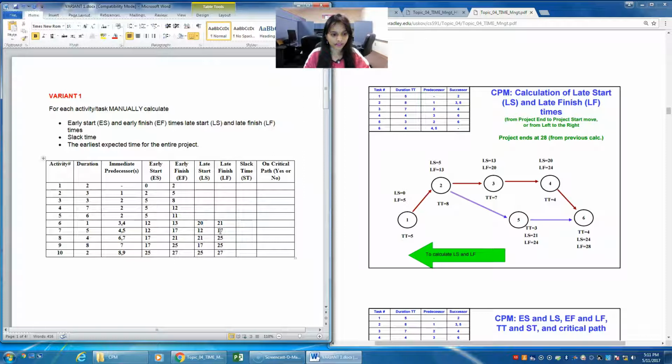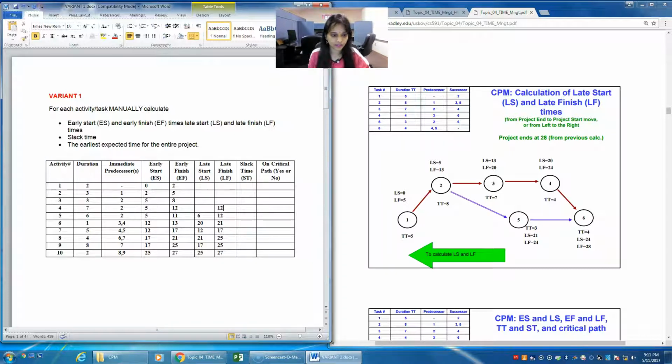And now for 5. And 5 acts as a predecessor for 7. And the late start value for 7 is 12. So you should enter 12 here. And then the difference will be 12 minus 6, it will be 6. And then we have for 4. 4 acts as a predecessor for 6 and for 7, of which the lesser value is nothing but 12.